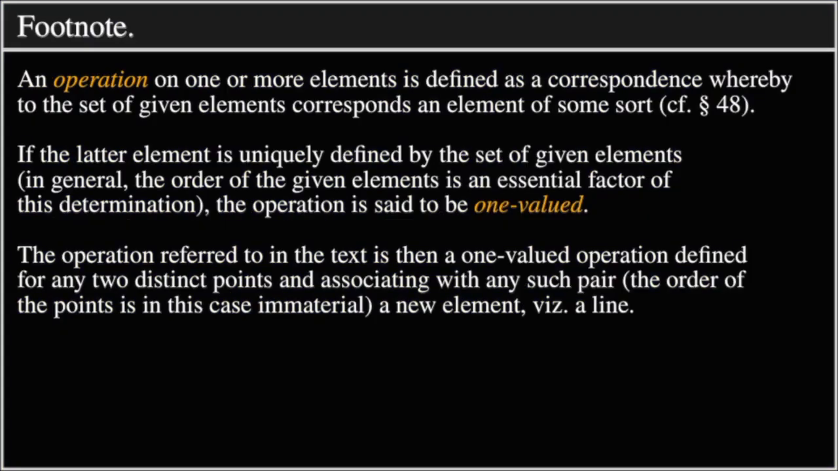Footnote: An operation on one or more elements is defined as a correspondence whereby to the set of given elements corresponds an element of some sort, chiefly Section 48. If the latter element is uniquely defined by the set of given elements, in general, the order of the given elements being an essential factor in this determination, the operation is said to be one-valued. The operation referred to in the text is then a one-valued operation defined for any two distinct points and associated with any such pair, the order of the points being in this case immaterial, a new element, namely a line.